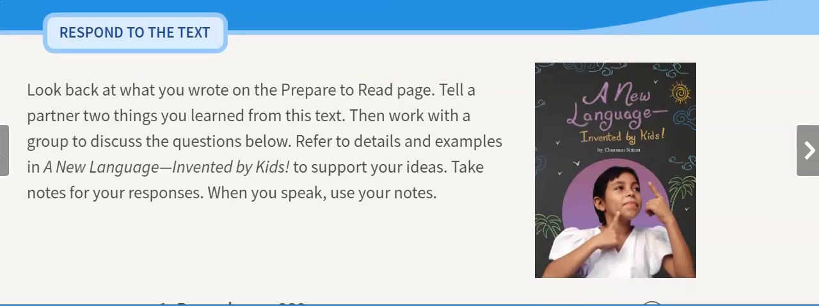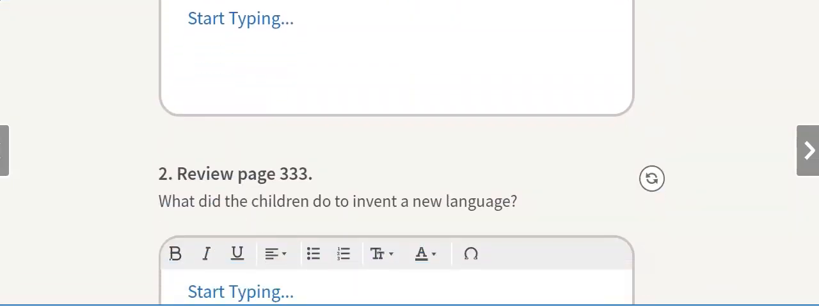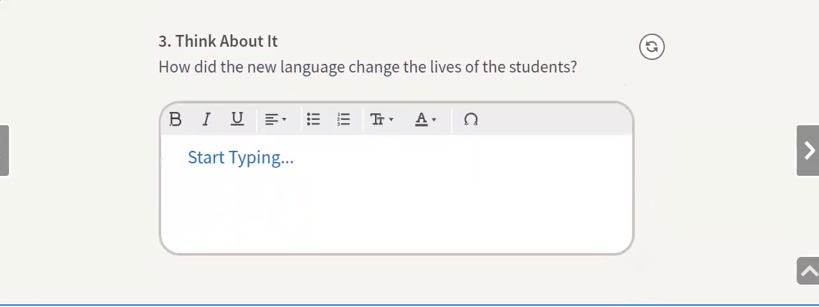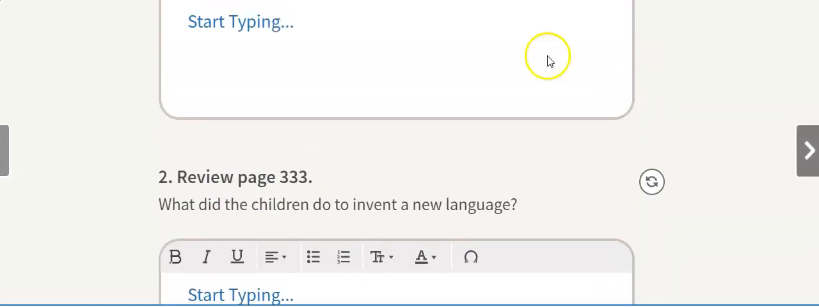Look back at what you wrote on your prepare to read. Tell a partner. I know you don't have a partner to talk to about this, so you're going to have to just do this on your own. You're going to go through and answer all these questions. I do need you to make sure you're answering those. I do go through and look at them, and I often respond to you, even on the HMH site. So I need to make sure that you're doing that, please.